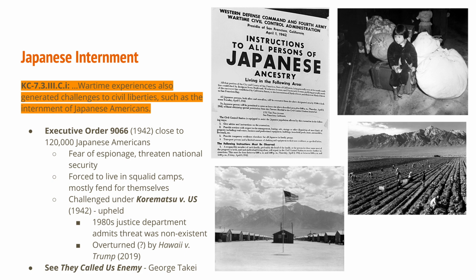In 2019, the court case Hawaii versus Trump, which was over the Muslim travel ban under the Trump presidency, supposedly overturned it, but because that court case upheld the power of the federal government to keep people out of the country under a guise of national security, it's really unclear whether it actually overturned it. Some legal scholars still question that. If you want to read more about this, you can look up the graphic novel They Call Us Enemy by the actor George Takei.